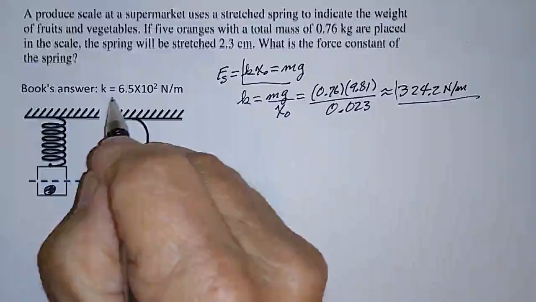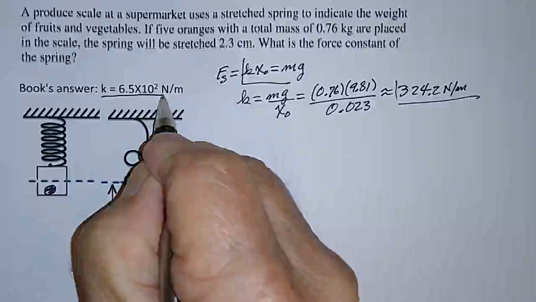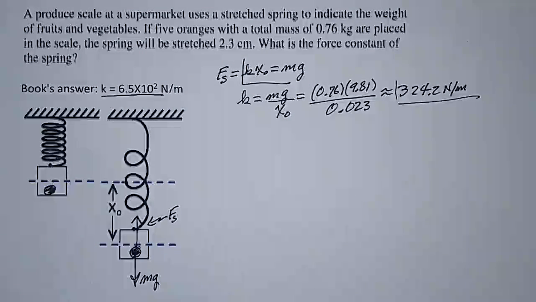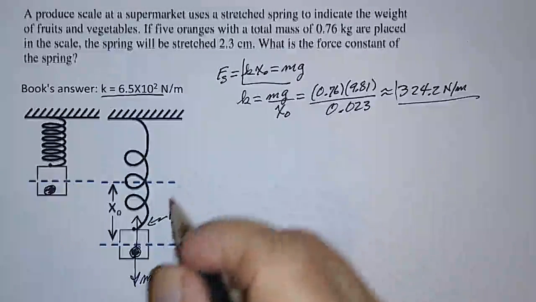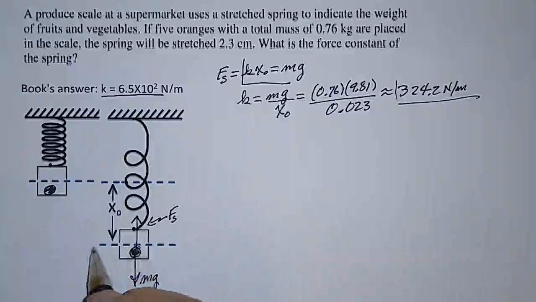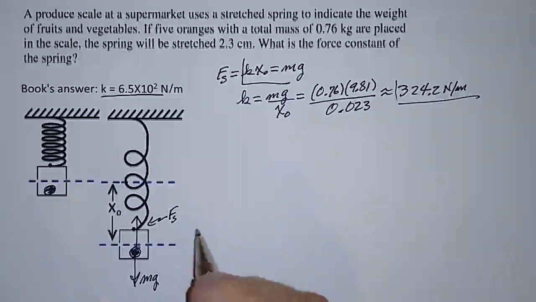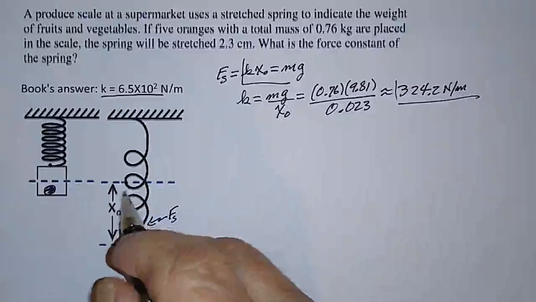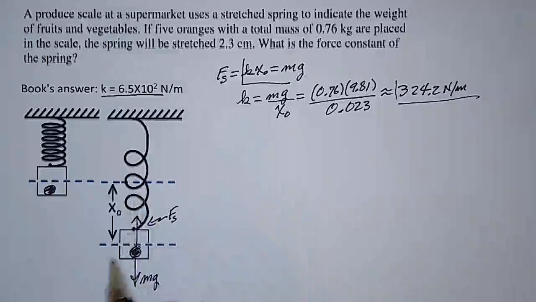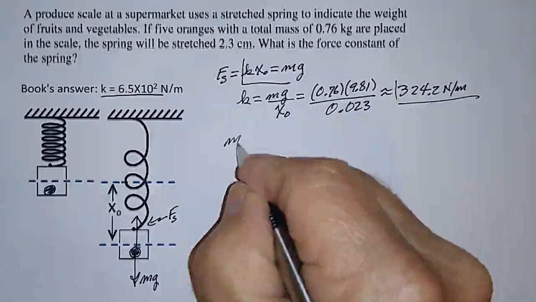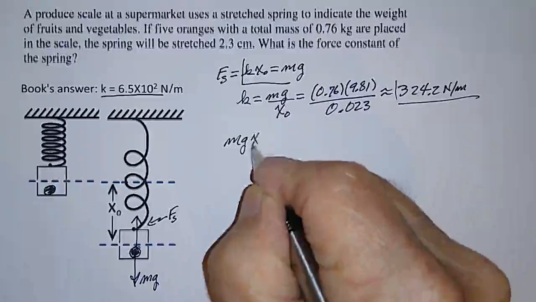But the book says that the answer is this. Well, they both can't be right. So if you look at what the book says, they said, okay, let's use energy considerations to solve this problem. And they said, all right, if I'm up here, I have a certain amount of gravitational potential energy with respect to this level right here of mg times x naught.